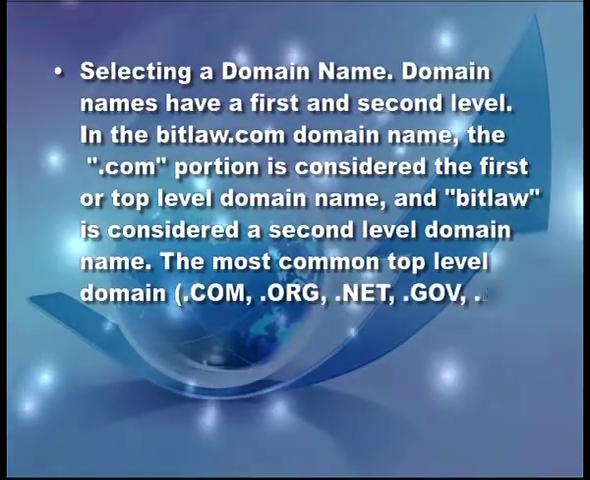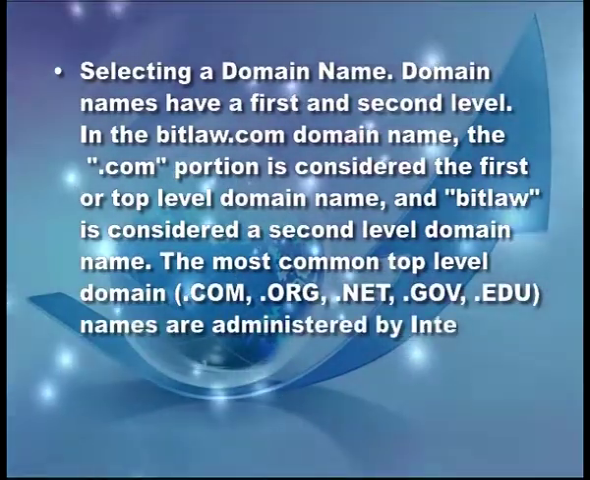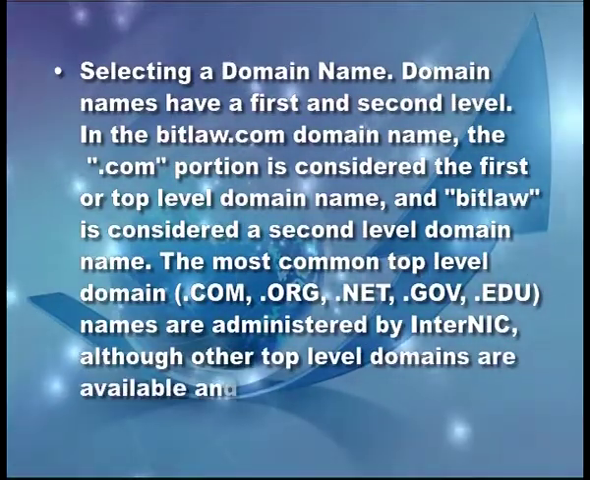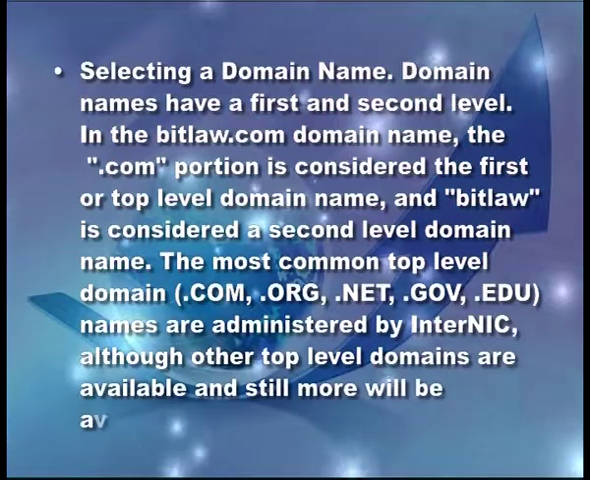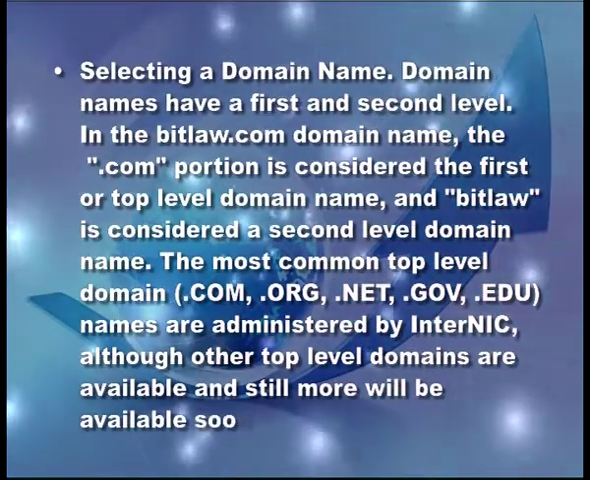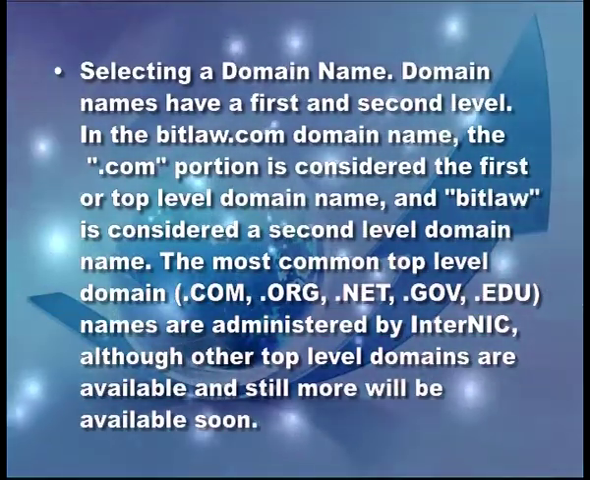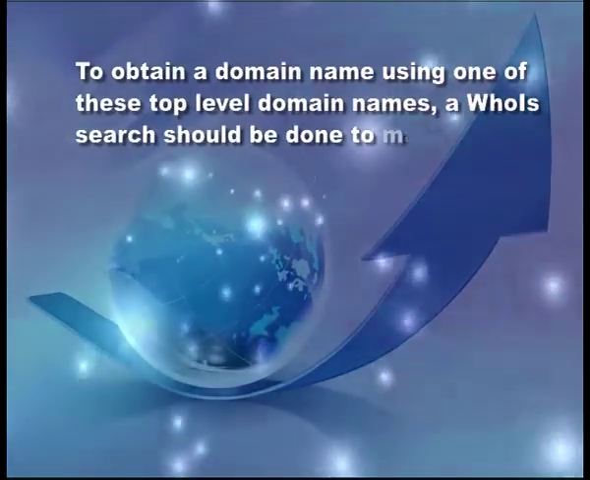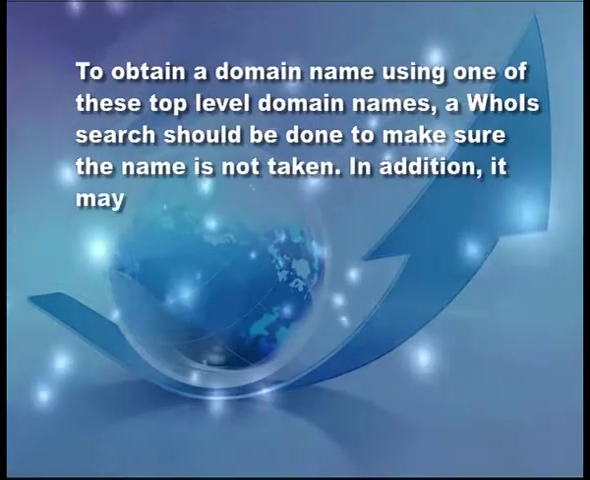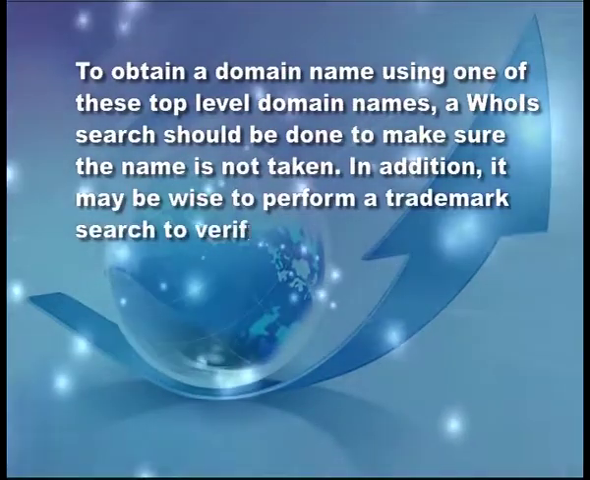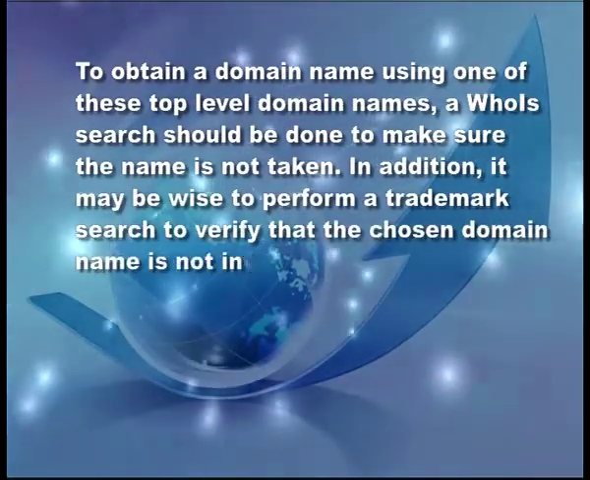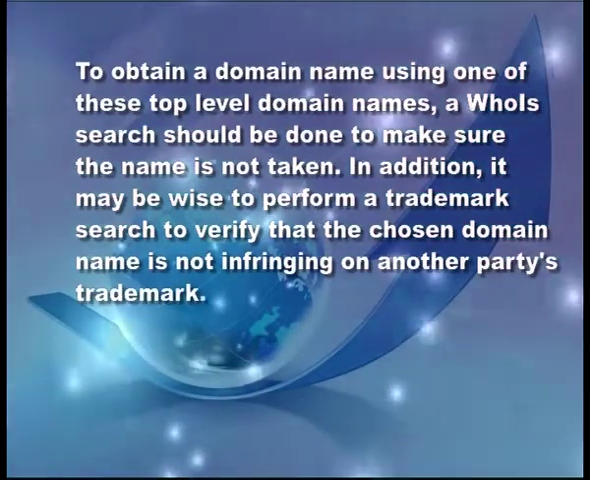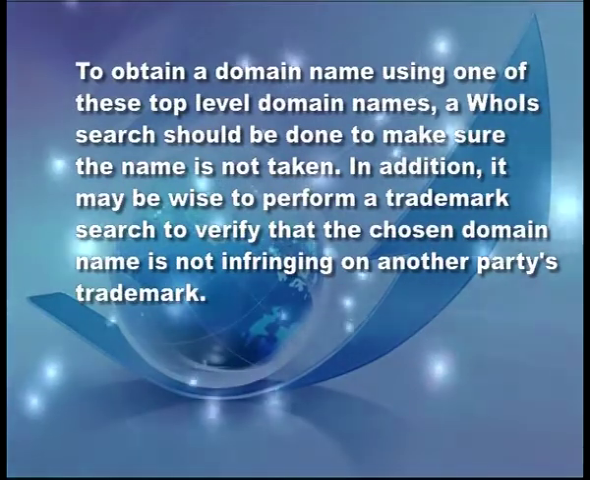The most common top level domain names, .com, .org, .net, .gov, .edu, are administered by InterNIC, although other top level domains are available and still more will be available soon. To obtain a domain name using one of these top level domain names, a whois search should be done to make sure the name is not taken. In addition, it may be wise to perform a trademark search to verify that the chosen domain name is not infringing on another party's trademark.